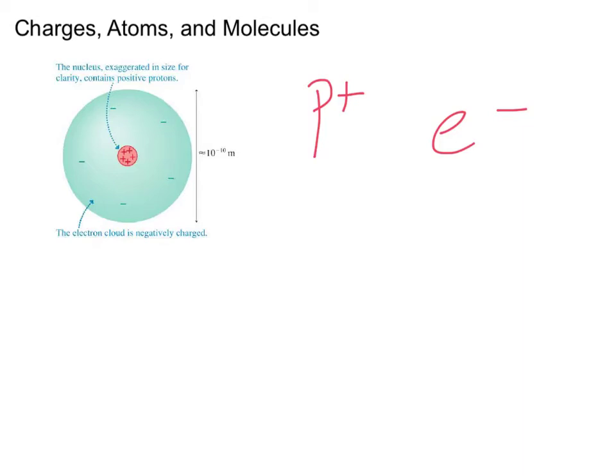Now, the process of removing an electron from an atom is called ionization. The resulting atom is then called an ion. Positive ions are called cations, negative ions are called anions.